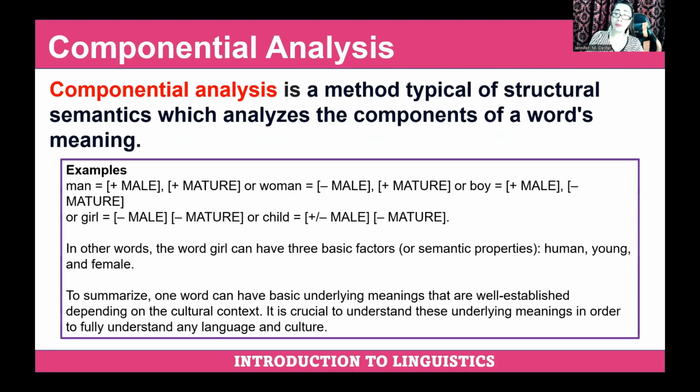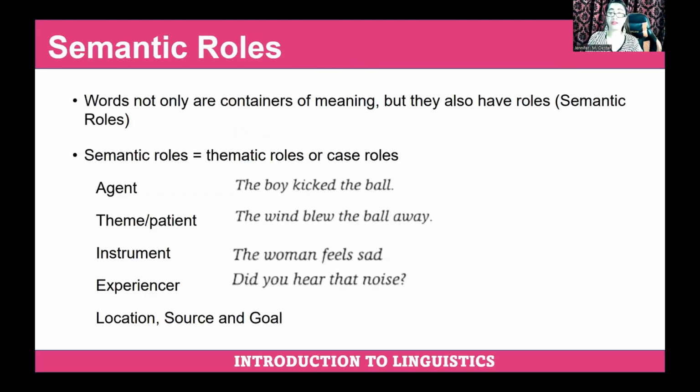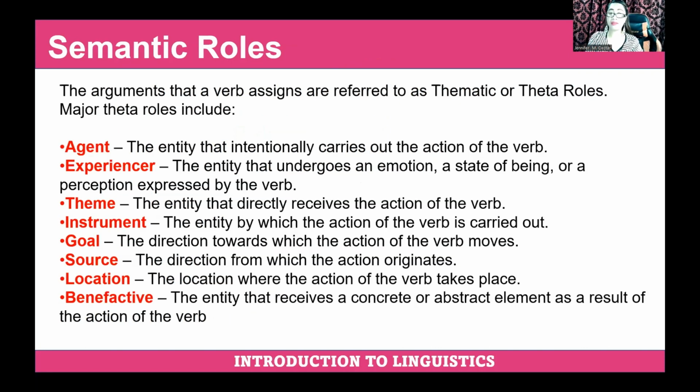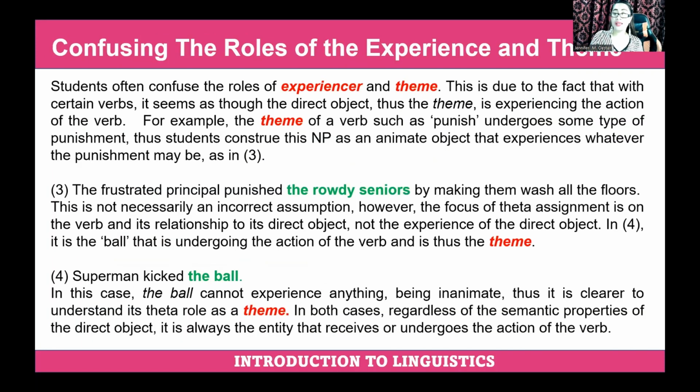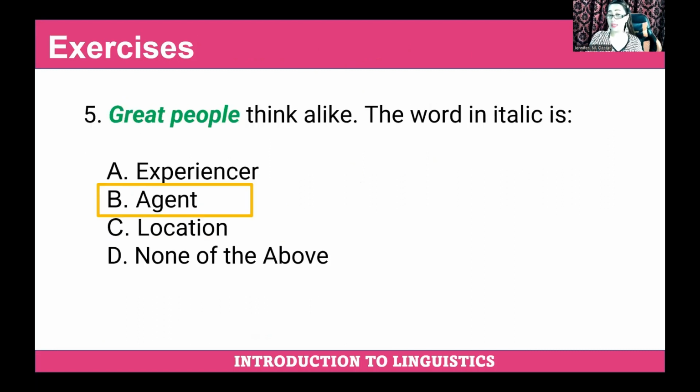And I also gave you componential analysis, wherein we can create a table to form the meaning, alin ang present sa isang definition, alin ang hindi present. So, present represents positive and negative symbol for not present or not a characteristic. Then I had discussed to you the semantic roles, specifically the agent, the experiencer, the theme, instrument, goal, source, location, and benefactive. So, we have the definition, the examples, and the exercises wherein the following had been applied.